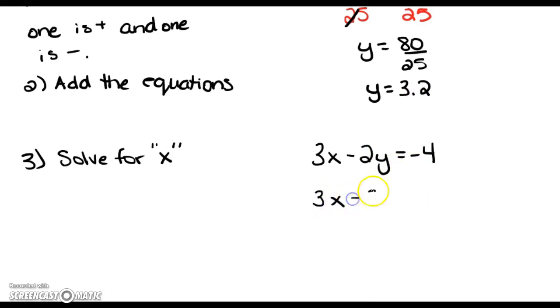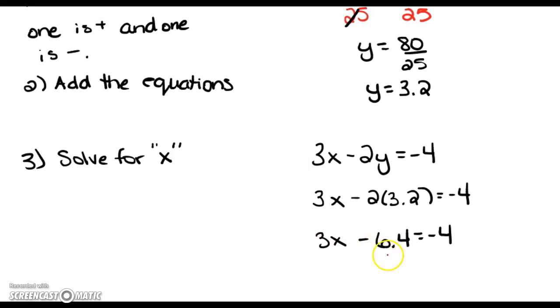So we have 3x minus 2 times 3.2 is equal to negative 4. Then simplifying this multiplication here, we have 3x, and negative 2 times 3.2 is negative 6.4. That's equal to negative 4. Then we're going to try and get x by itself. So our first step there is to get rid of this negative 6.4, so we're going to add 6.4 to each side. So then here we have 3x is equal to 2.4.